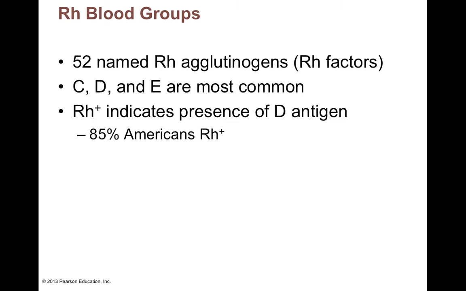Then the mother might have preformed anti-Rh antibodies in her bloodstream. Some of those can cross the placenta, get into the fetus's blood, and start to attack the fetal blood cells. And that could be life-threatening for the fetus and the mother. So it's kind of interesting.